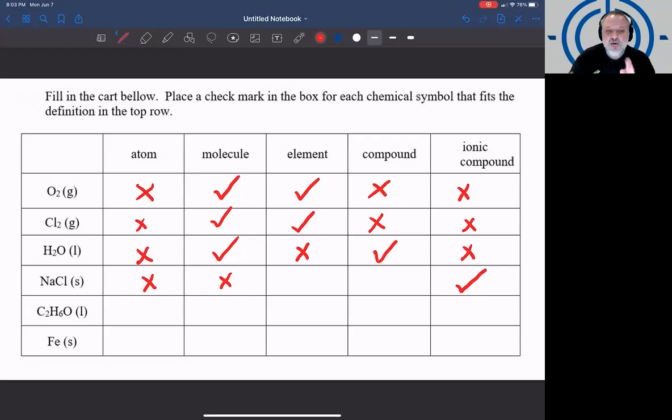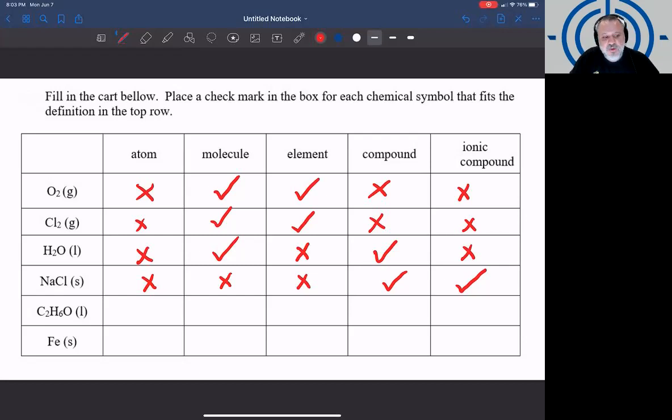And because I've got both of those columns, let's be a little bit more precise. It's not an element because, again, it's got sodium and chlorine. It's got to have only 1 symbol. But we can call it a compound, right? If it's an ionic compound, then of course it would meet the definition of a compound. It's got sodium and chlorine in it.